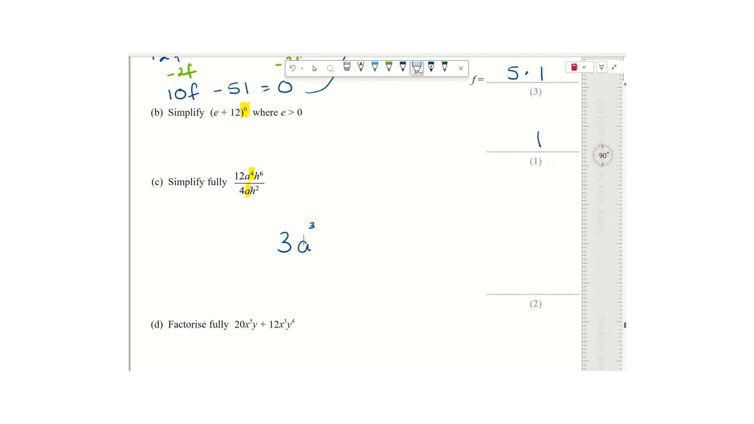And then for the h's, I've got h to the power 6 and h to the power 2. So when I take 6 take away 2, that'll give me h to the power 4. And that's my final answer.